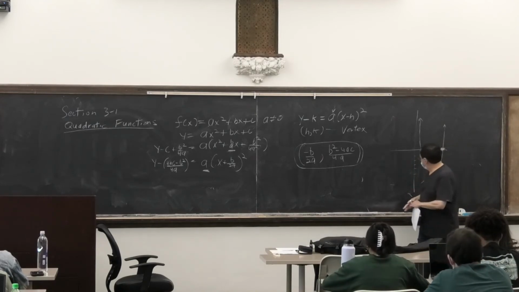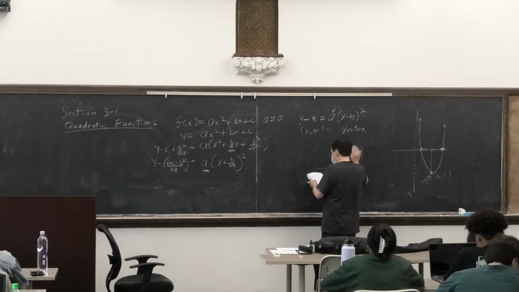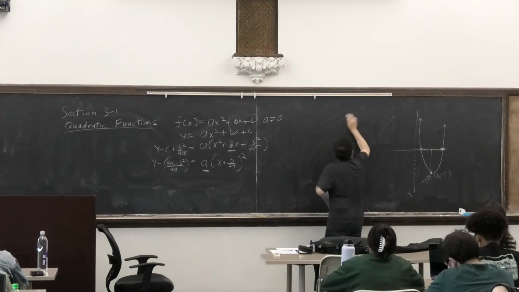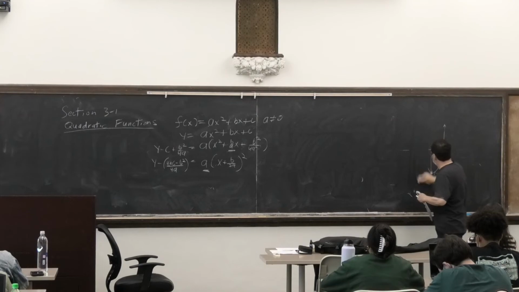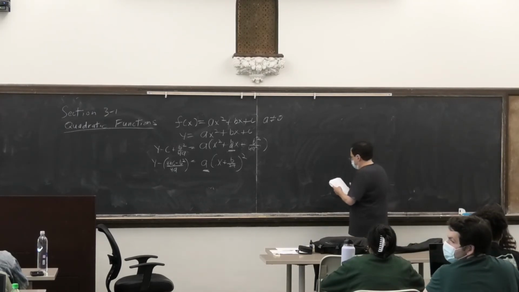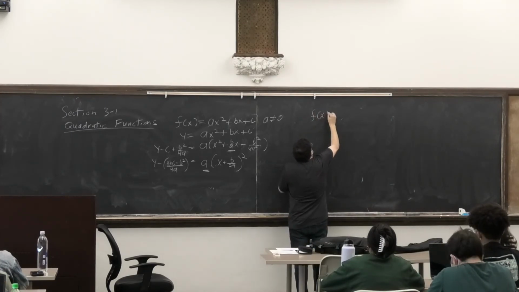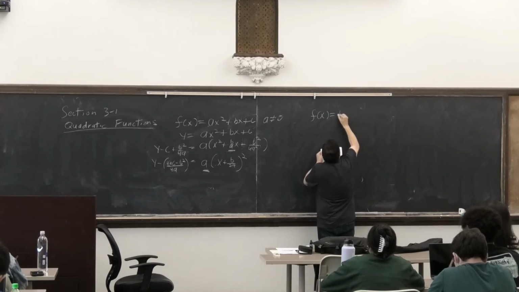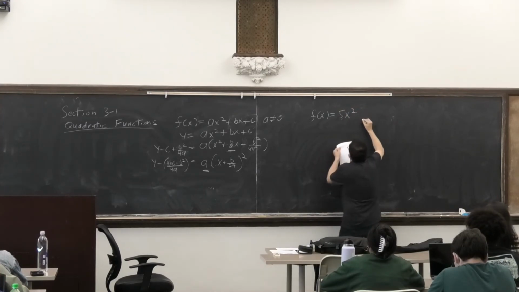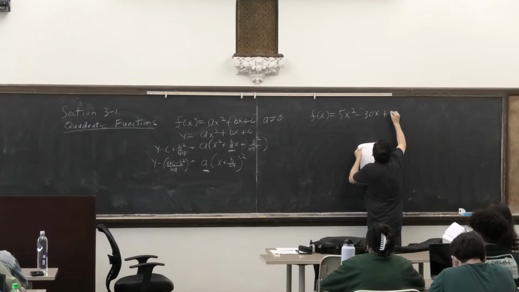Let's do a real example here using this strategy, and let's do another example, I guess. So we're going to take the function f of x equals 5x squared minus 30x plus 49.